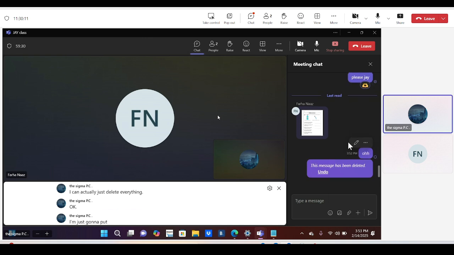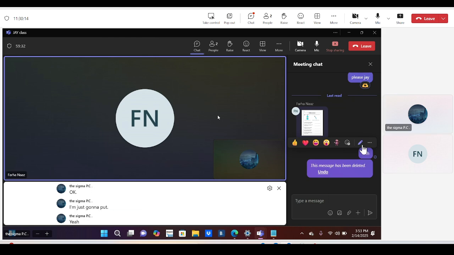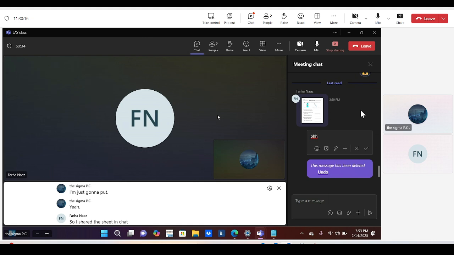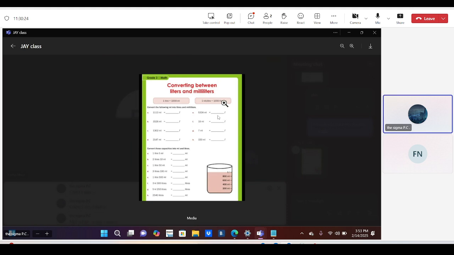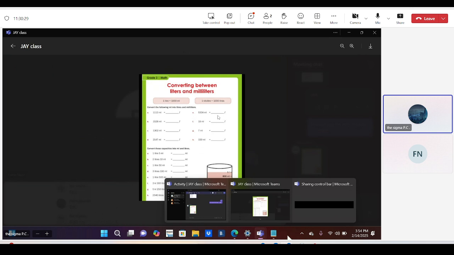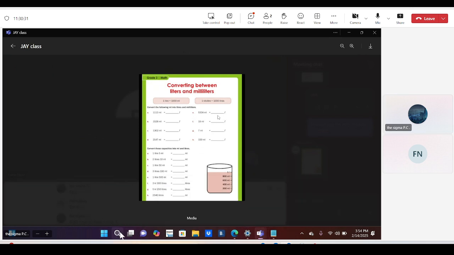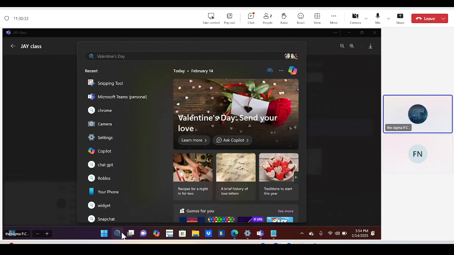So I shared the sheet in chat. I don't see it. Now I do. I see it. Okay. Do first five only. A, B, C, D, E.